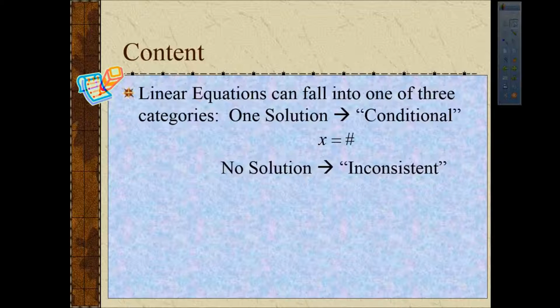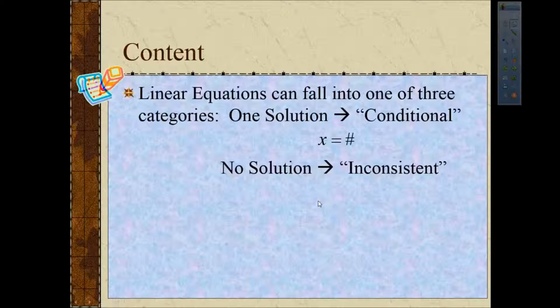For inconsistent, the way we recognize that is we'll go through the process of solving the equation and we'll wind up with one number equal to a different number. Now that can't possibly be true. 5 can't equal 7. Negative 6 can't equal 13. If we have one number equal to a different number, that statement is nonsense. That tells us there was no solution for that equation to begin with.